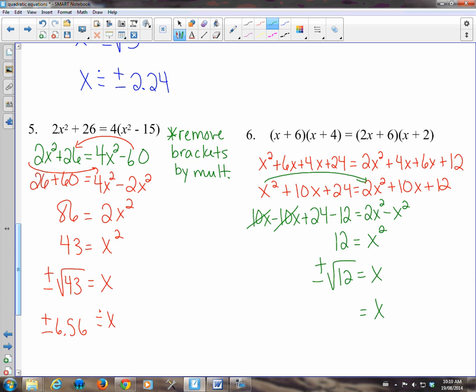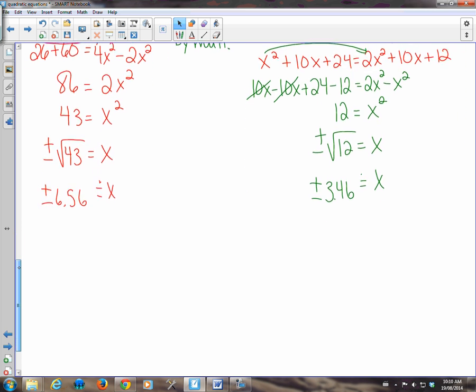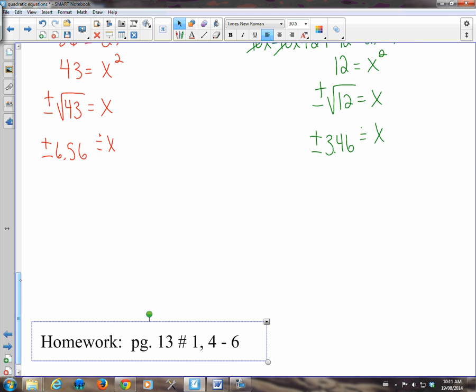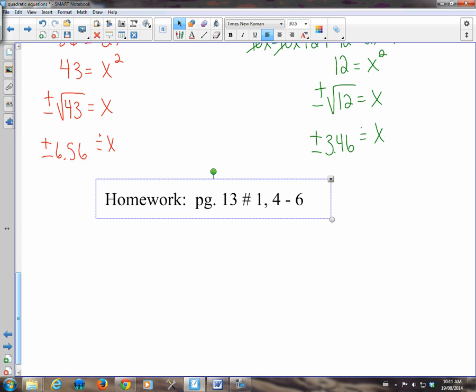And we're looking for the square root of 12, which is about 3.46. So there you have it. It's all about rearranging your equation, doing the opposite operations, square rooting, and most important is remember when you square root, you get 2 answers, plus or minus. Make sure you understand why you get 2 answers. That would be an excellent test question.